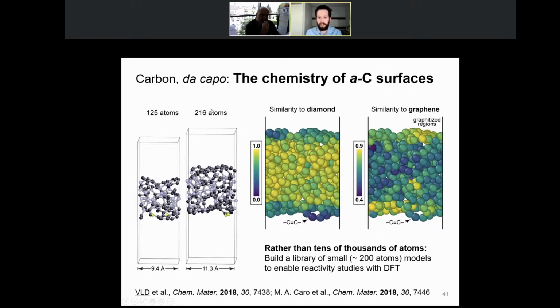Now, once we've got lots of different small structure models, we can use them to study reactivity. Now, you've seen that the carbon potential itself is for elemental carbon, but if you take carbon samples in a realistic environment, you're going to expose them to air, to moisture, to all sorts of reagents. So you want to see what are other elements doing at the top of the surface.